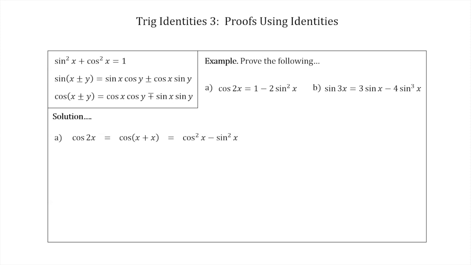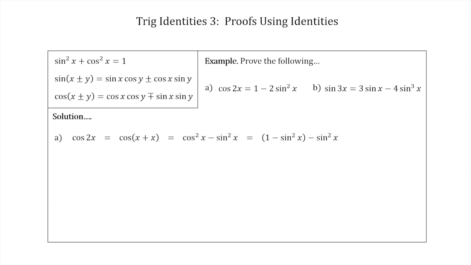Now, remember, if you look at question A, we're trying to get to 1 minus 2 sine squared x, so we don't want a cos squared. At the moment we've got a cos squared and a sine squared, but the answer only has sine squareds, so let's try and get rid of this cos squared. We do that using the first identity. If sine squared x plus cos squared x equals 1, then we could rearrange this to get that cos squared x equals 1 minus sine squared x. We just take that sine squared to the other side. Let's substitute that in, and we get 1 minus sine squared x minus sine squared x.